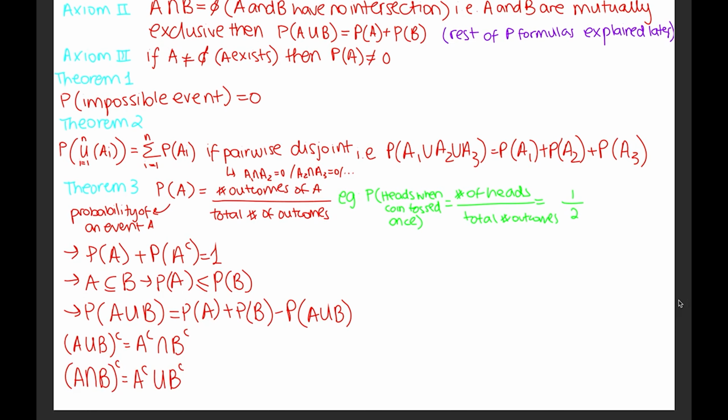Then theorem 1 is the probability of an impossible event is 0. So if it's an impossible event, it can never happen, so it would be 0.